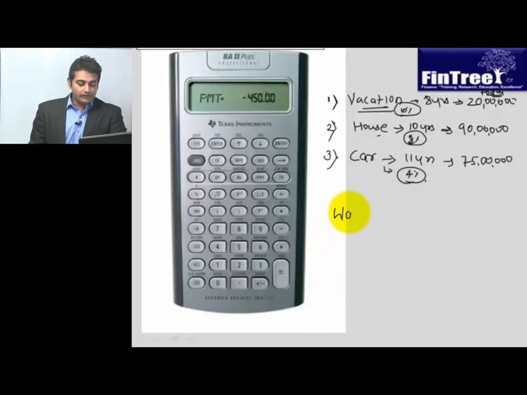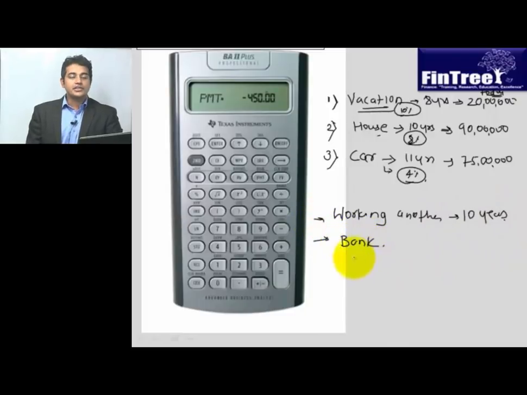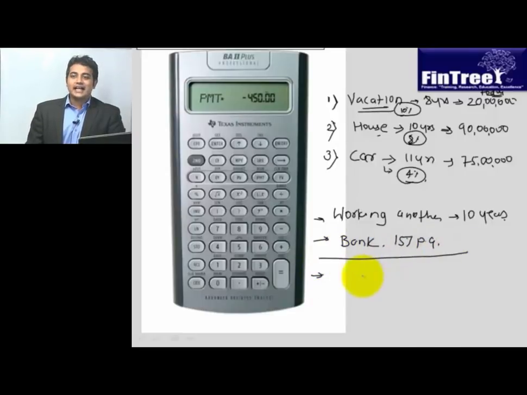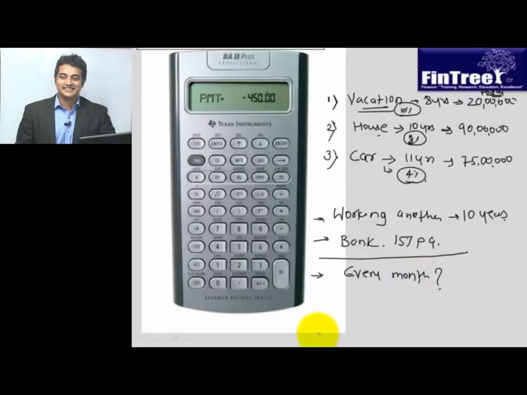Now, you would be working for another 10 years. So your working life is 10 years now. You go to a bank, or you go to a fund manager, and this fund manager says that he can achieve a rate of 15% per annum for your investments. My question is, what is that amount that you should invest every month so that your dreams are fulfilled? What is that amount that you should invest every month so that you will be able to buy all these 3 things for yourself? Start.